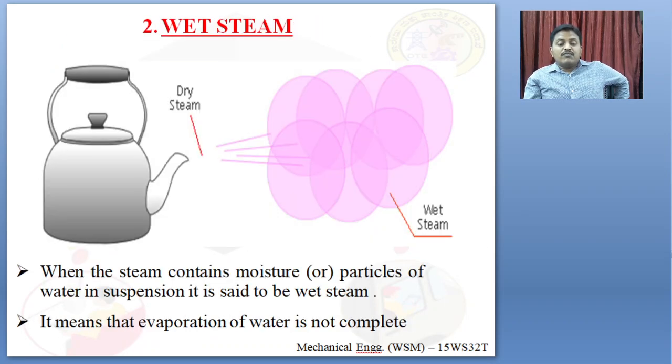Next is wet steam. Wet steam means it contains partial moisture, 50% moisture or 30% moisture, and the remaining is dry steam. Even 1% of moisture will have an impact, so any steam that contains moisture is known as wet steam. It means that the evaporation of water is not complete.